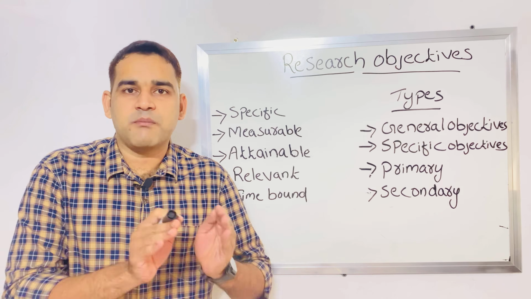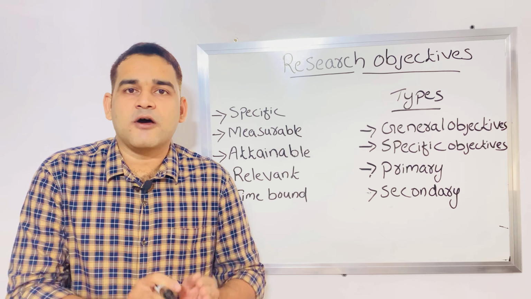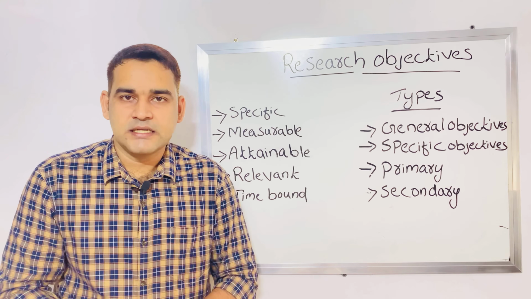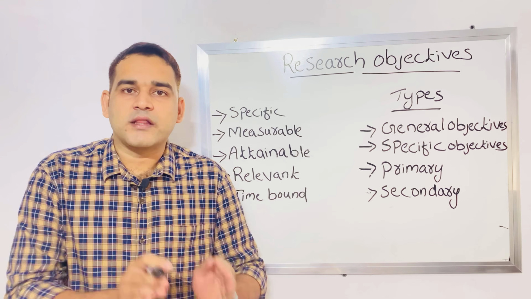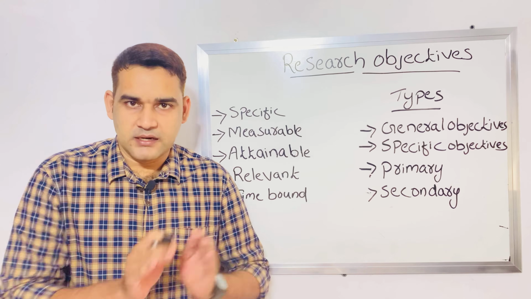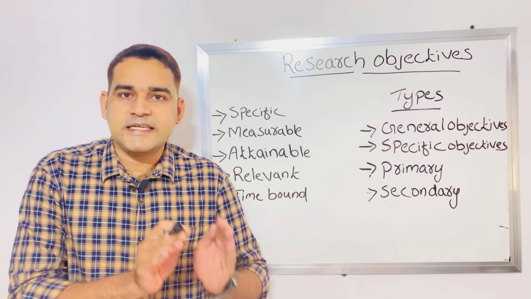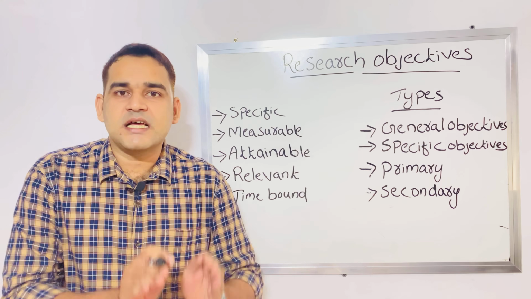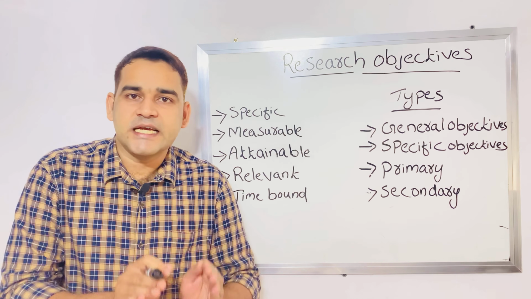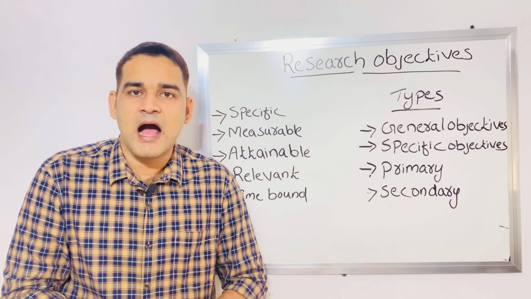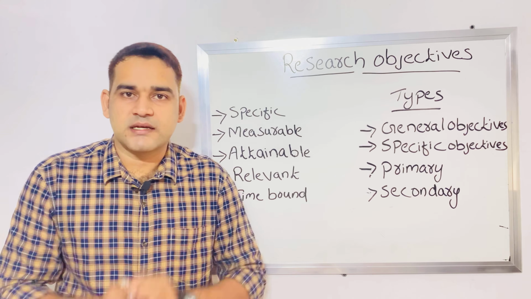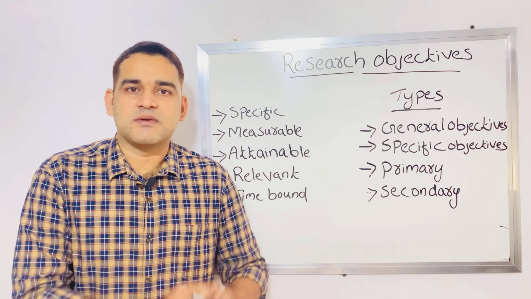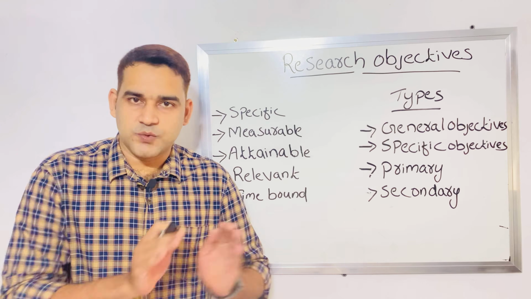So according to the budget, maybe the requirement of the equipment or the articles are required to conduct the research. Sufficient number of articles or the equipments will not be there. That time also you can't attain your research objective. So always the research objective should be attainable. That means achievable with the available resources. The resources are mainly money and material. That is the money as well as the equipments or instruments.